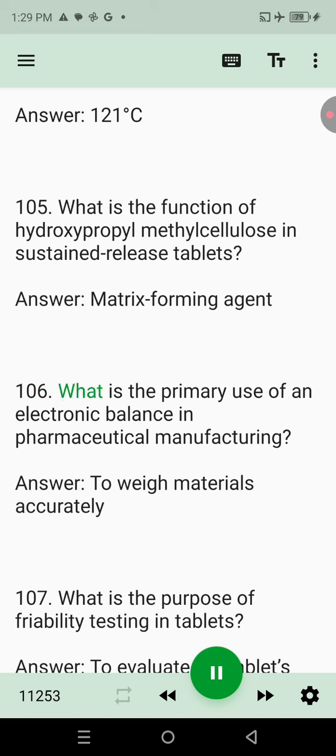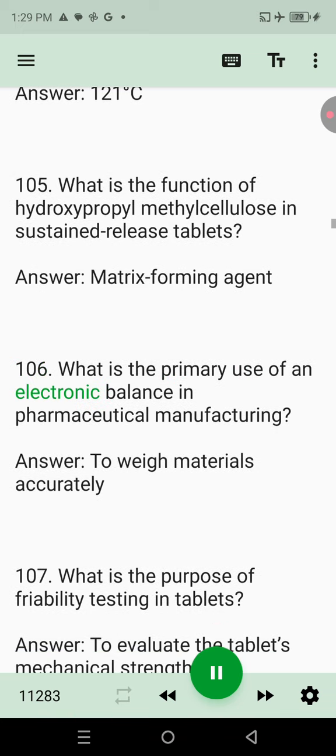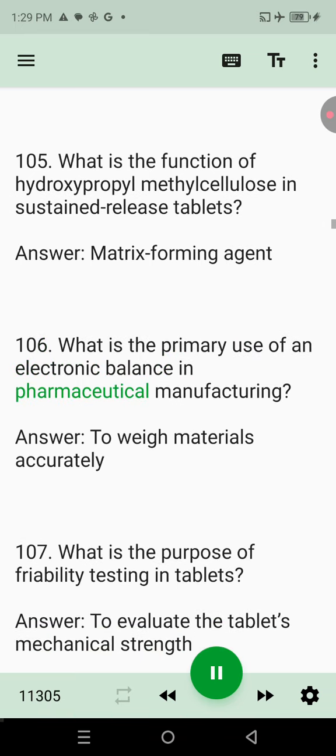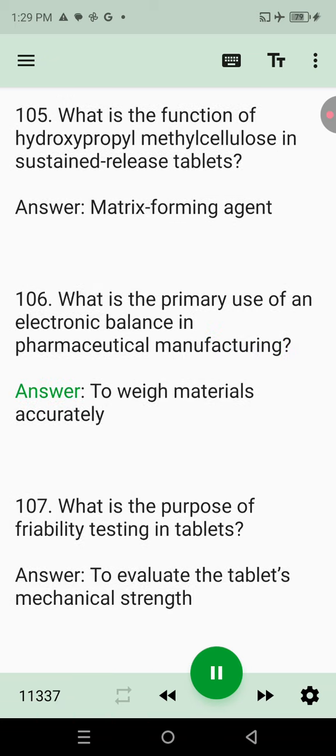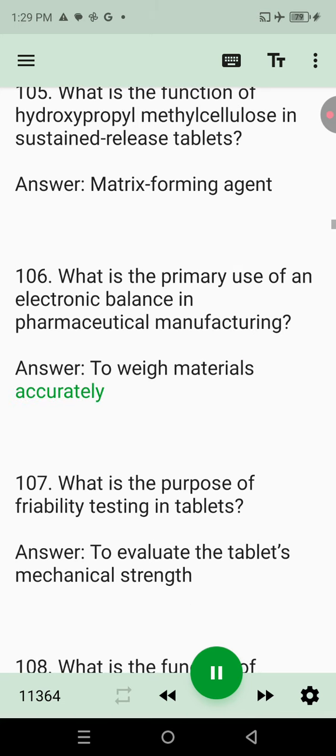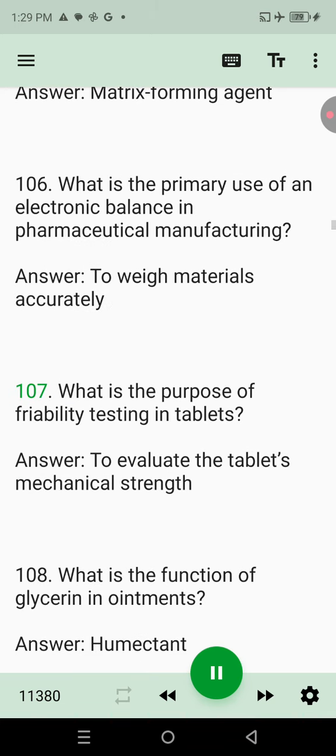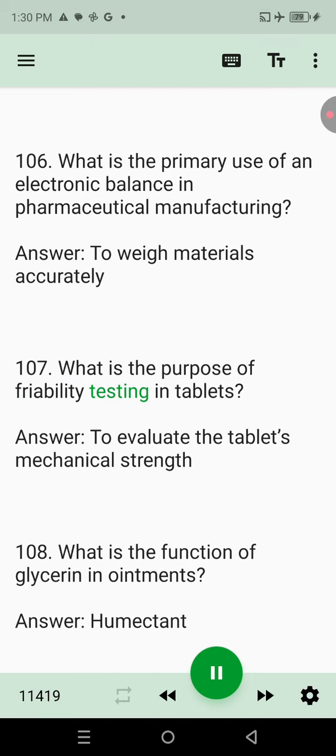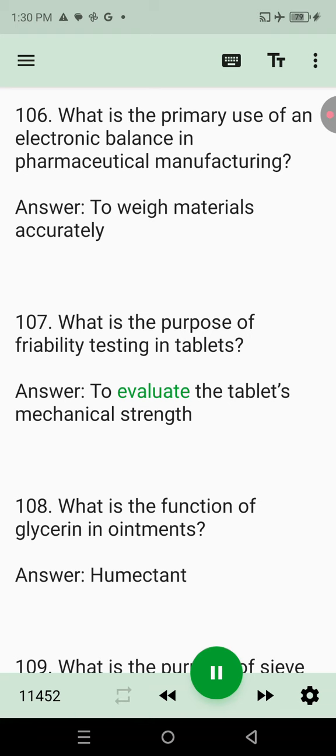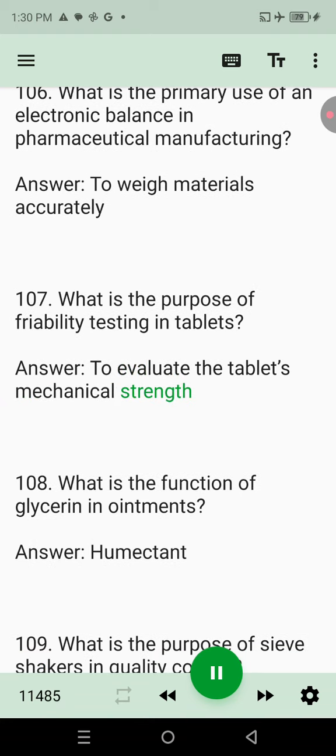106. What is the primary use of an electronic balance in pharmaceutical manufacturing? Answer. To weigh materials accurately. 107. What is the purpose of friability testing in tablets? Answer: to evaluate the tablet's mechanical strength.